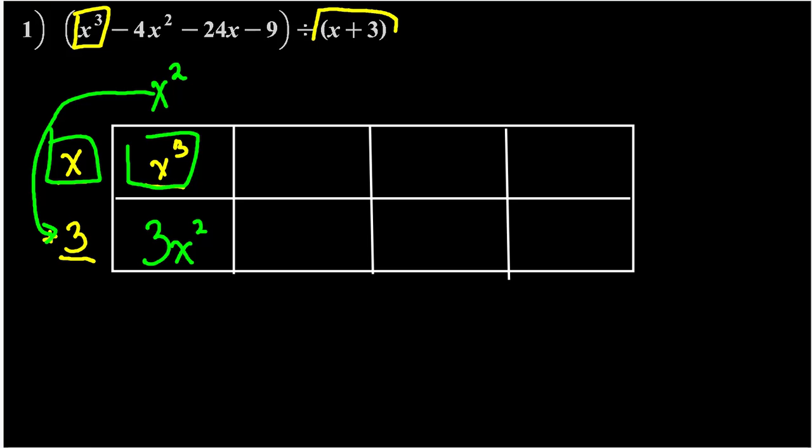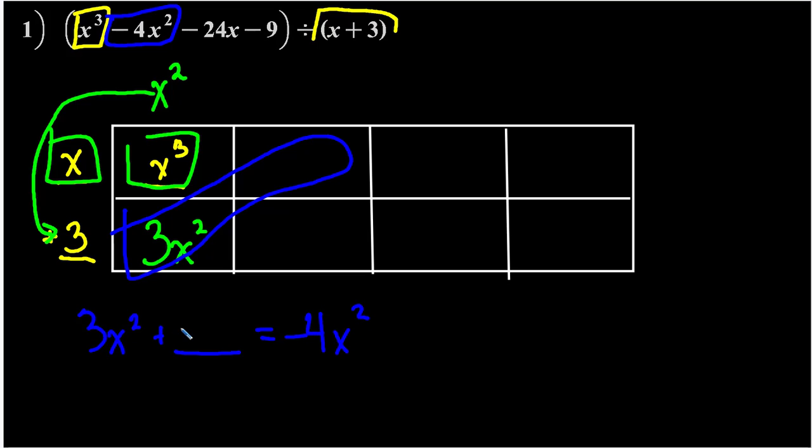Now let's go to the next column over. These two numbers we'll need to add to create this negative 4x squared. So 3x squared plus what is equal to negative 4x squared? Well, I'll need to subtract 7x squared to get there. So negative 7x squared.